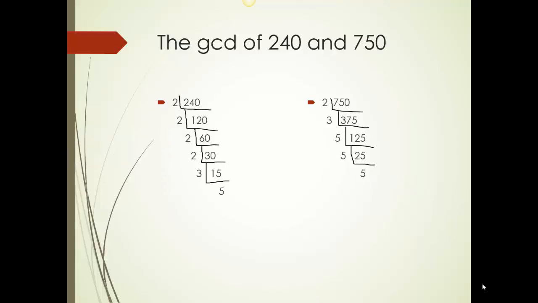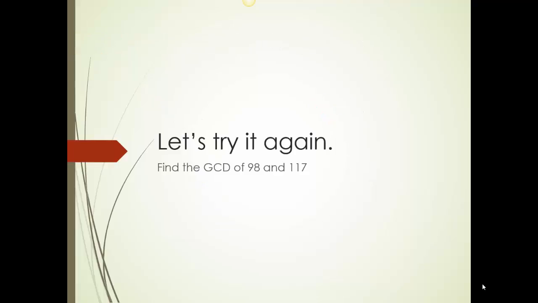All right, so here's what I got. 240 is 2 times 2 times 2 times 2 times 3 times 5. 750 is 2 times 3 times 5 times 5 times 5. Okay, so I'm looking for what they have in common. They each have at least one 2, they each have one 3, they each have one 5. So any of those repetitions of the 2's and the 5's doesn't matter. They have to be in common. So one 2, one 3, one 5 says the GCD is 30.